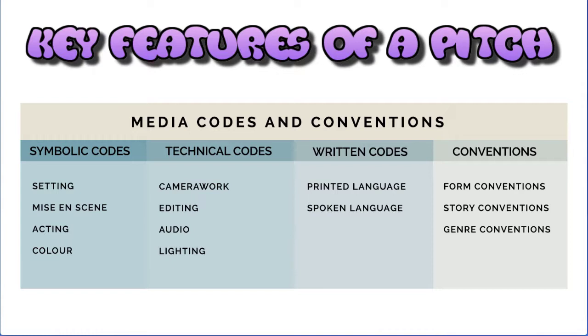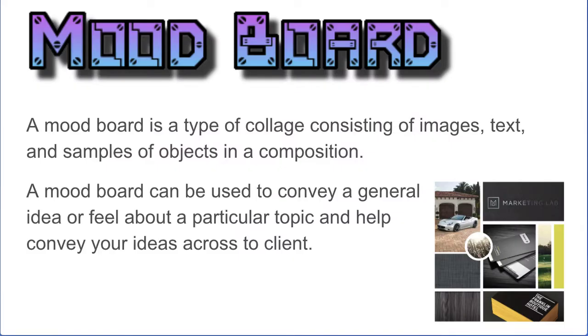So where do we start when creating a pitch? Well, one of the first things you should do is look at creating what's called a mood board. Now, a mood board is a type of collage consisting of images, text, and samples of objects in composition. So it helps you tell your story. A mood board can be used to convey a general idea or feeling about a particular topic and help convey your ideas across to the client.